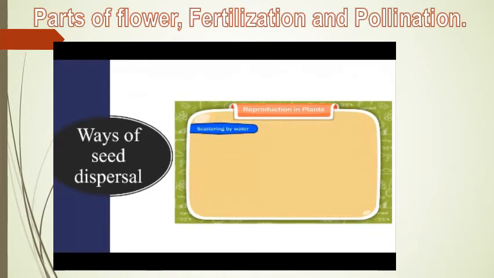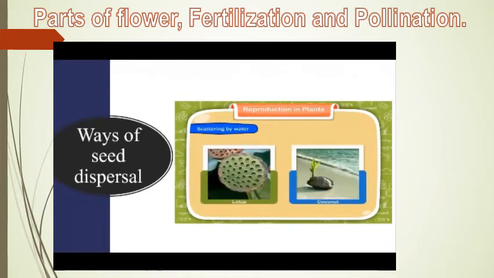Scattering by water. Some plants like lotus and coconut grow in or near water. The fruits and seeds of these plants are easily dispersed by flowing water. The coconut has a thick covering of fiber and the lotus plant has a spongy part that helps them to float. So, the seeds reach far away from their parent plants.